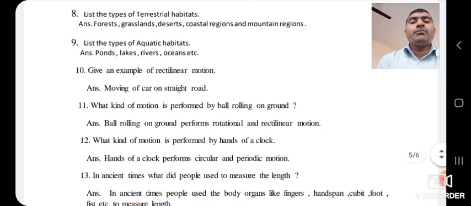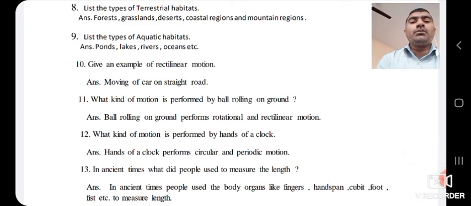Now, what kind of motion is performed by a ball rolling on ground? A ball rolling on the ground performs rotational as well as rectilinear motion because it goes straight and it is rotating also. So it performs both the motions at a time, rotational as well as rectilinear motion.